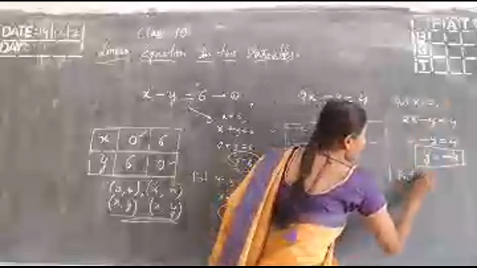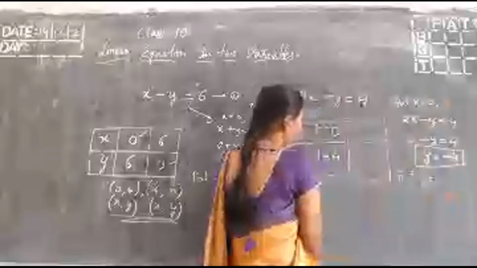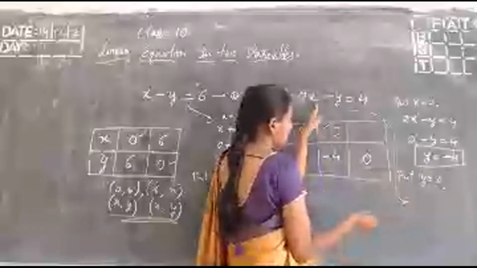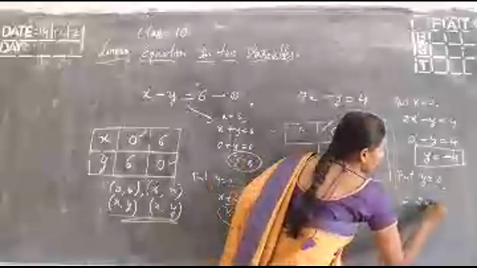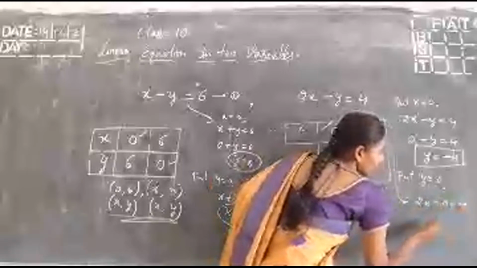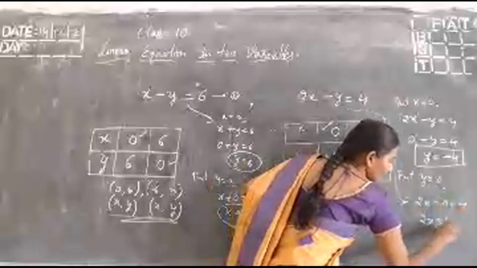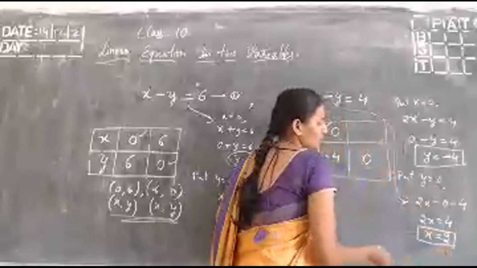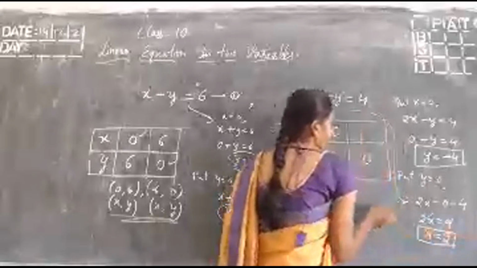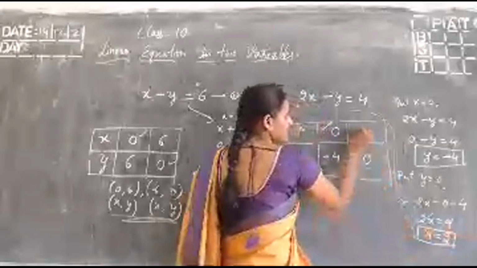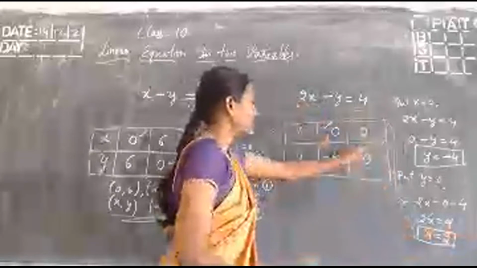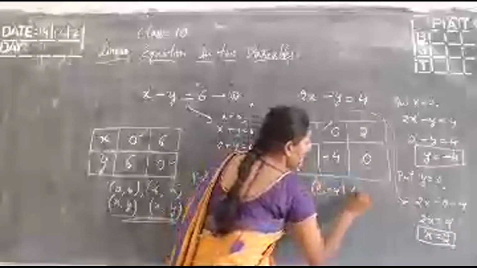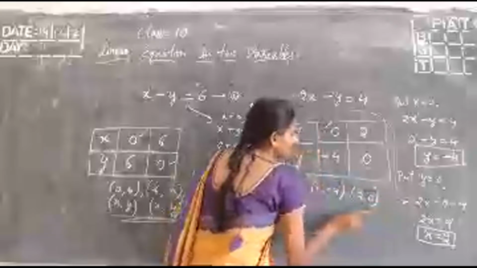Next, put y is equal to 0. If I put y is equal to 0 in this equation, what happens? 2x minus 0 is equal to 4. 2x is equal to 4. What is the value of x? X is equal to 2. 2 ones are 2. So what are the points here? 0 comma minus 4 and 2 comma 0.